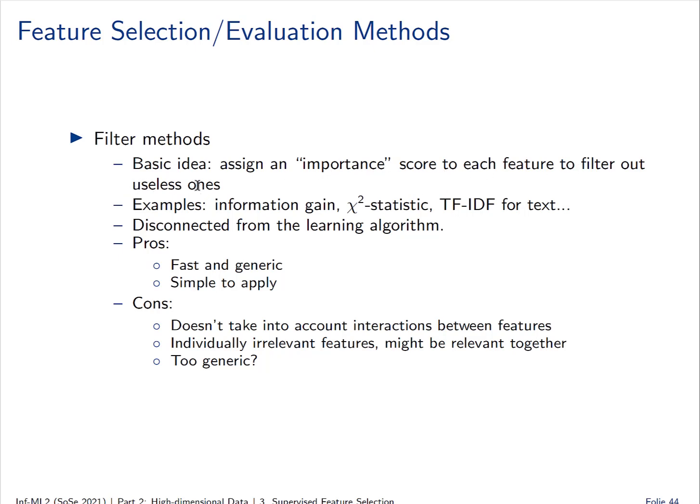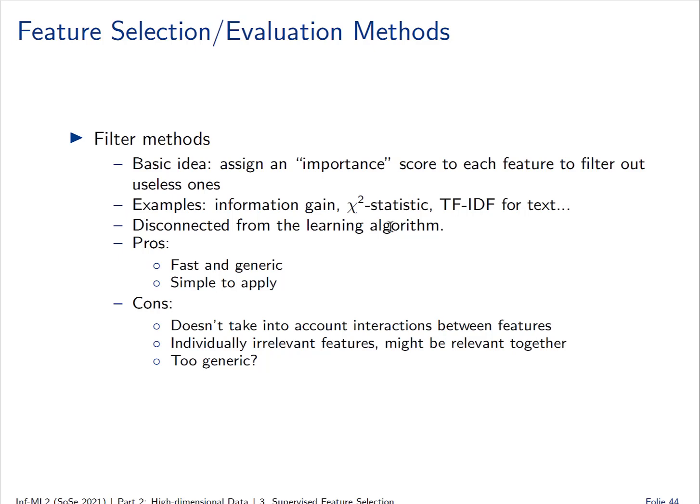Typically here we really look at individual features and sort out the potential irrelevant or redundant ones. Examples for those measures are information gain that you probably know from decision trees, entropy, of course, chi-square statistics, TF-IDF for text could also be some kind of ranking for those features. It's model agnostic, meaning it's disconnected from the learning algorithm, so you can apply that for any kind of learning algorithm.